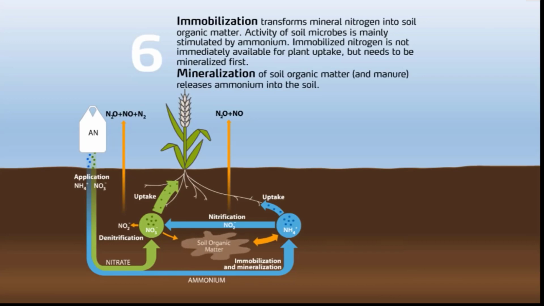Immobilization transforms mineral nitrogen into soil organic matter. Activity of soil microbes is mainly stimulated by ammonium. Immobilized nitrogen is not immediately available for plant uptake, but needs to be mineralized first. Mineralization of soil organic matter and manure releases ammonium into the soil.